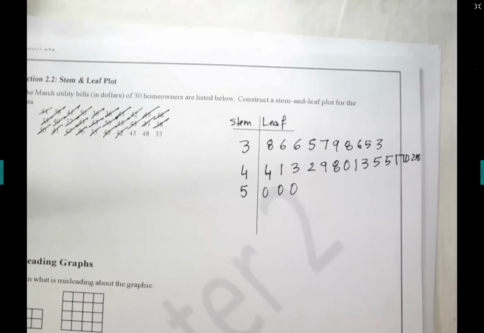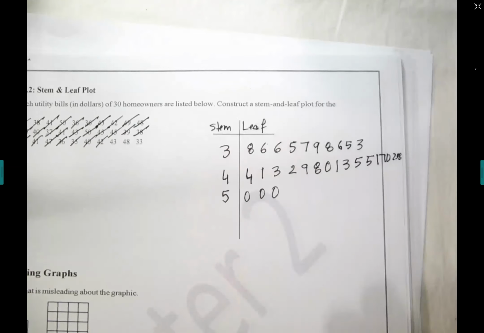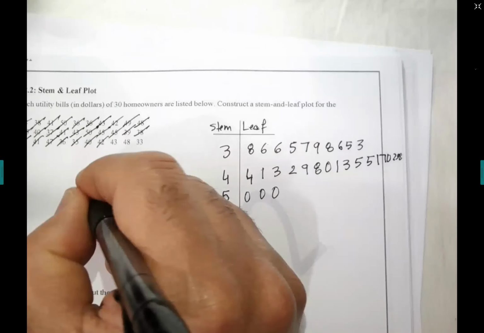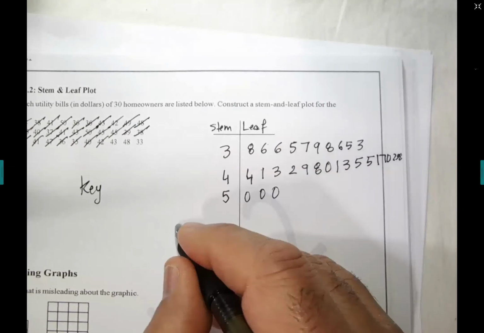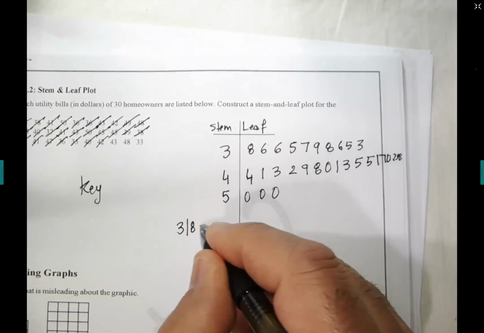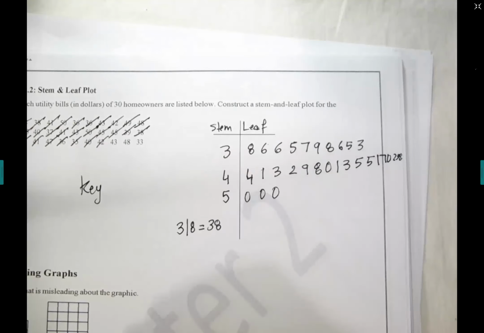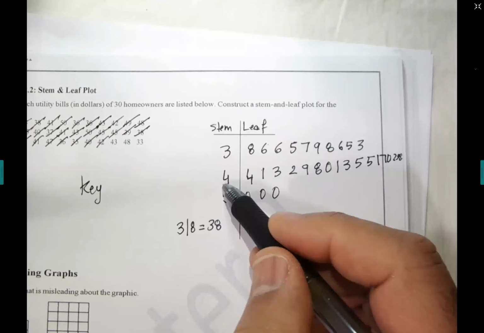But for a reader, guys, if someone looks at this graph, they're not going to make any sense of it. So what would you provide a reader to understand this graph? A key. Very good. And the key, look what you tell the reader. If you see a 3 and an 8 together, please know that that means the number 38, and that's your key. You can put a different key. You can put 44, 44.